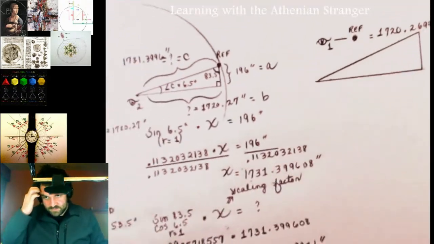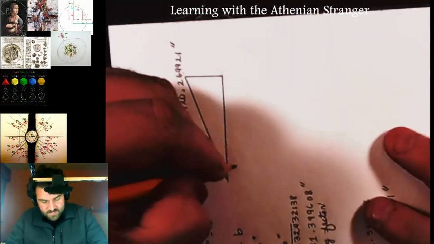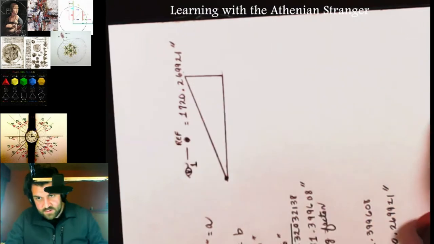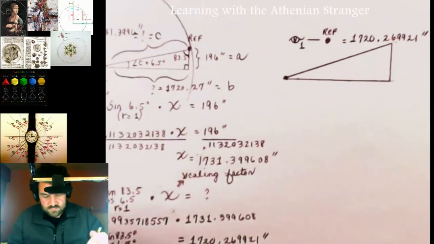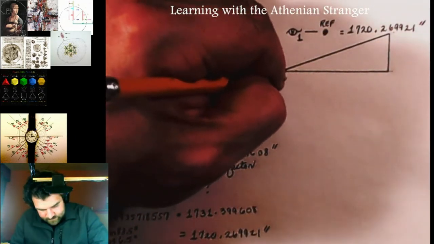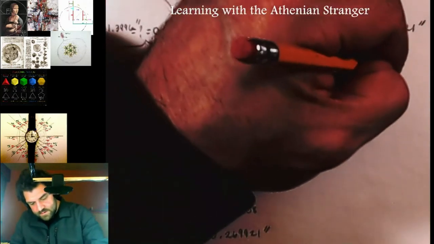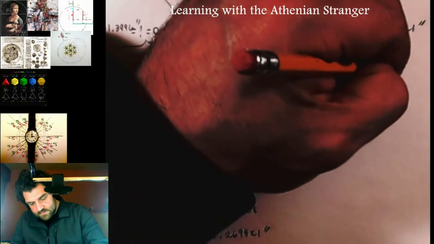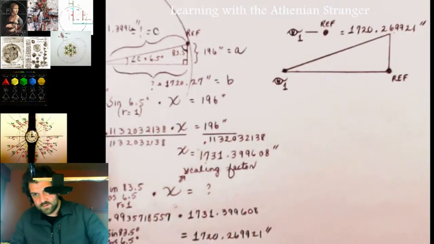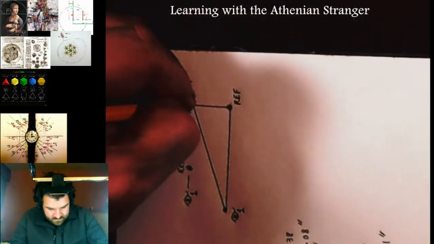So that's the triangle I'm computing. Let's label it this way. This point right here is viewing location one. This guy right here is my reference light pole. And there's my unknown light pole right there.